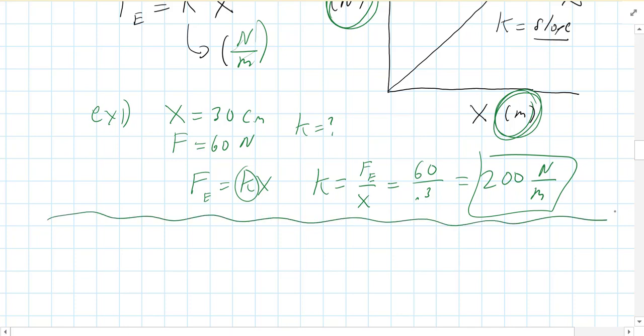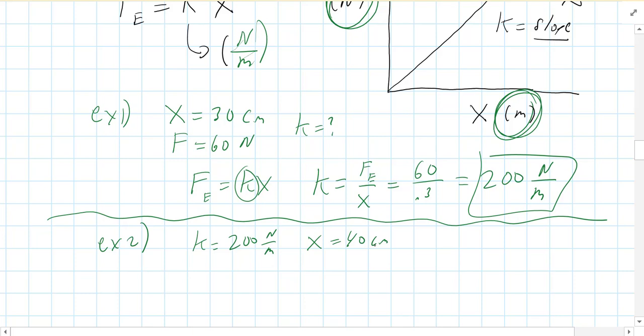Another quick example, we'll call this example 2. Let's say I give you a spring with a constant of 200 newtons per meter, so the same spring. So I'm giving you K, so that would be 200 newtons per meter. And let's say I want to stretch it now, instead of 30 centimeters, I want to stretch it 40 centimeters. So I'm giving you X. Okay, how much force is that going to take?